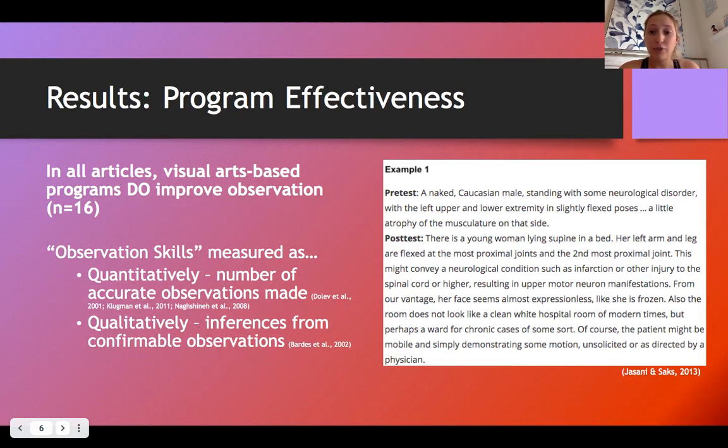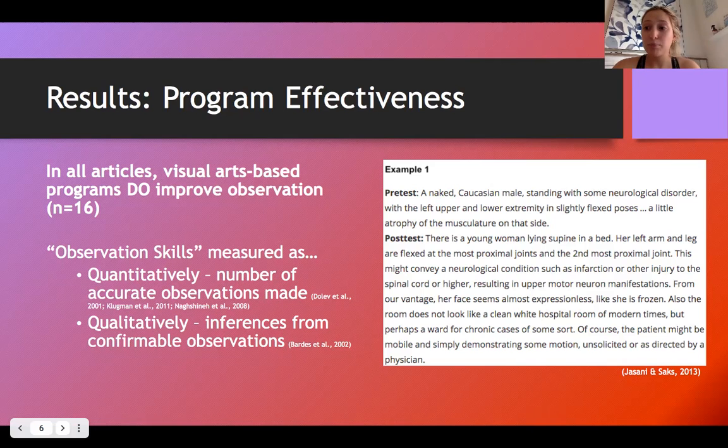And here I have a picture of what a student wrote before and after doing one of these programs, and feel free to pause and read over that. But the general idea, what these quantitative studies find is that after these programs, students make more observations that are more accurate, and they're looking at more aspects of the picture.